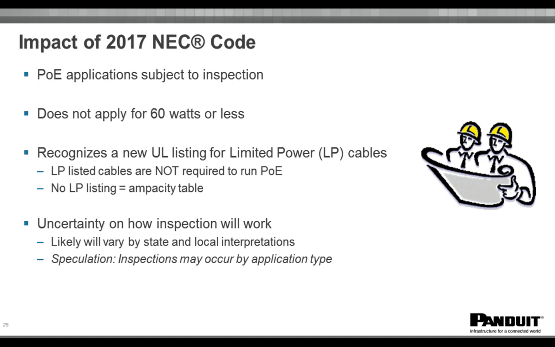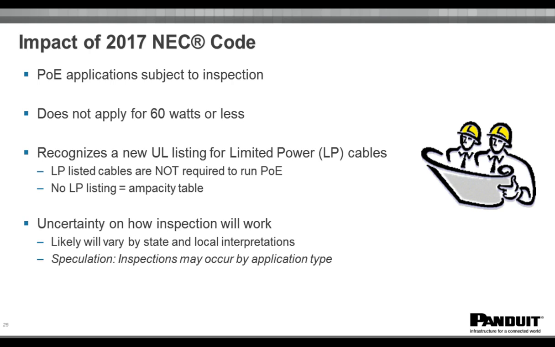So PoE is not inherently dangerous, but up until the 2017 National Electric Code, there were no limitations on it. So the NFPA put some new regulations in the 2017 code. It doesn't apply to anything that operates at 60 watts or less. We think that's going to be the majority of the installations. And what the code means is that PoE applications are going to be subject to inspection. So they're going to look at how much power you're running over your cables and what the bundle sizes can be. So UL has come up with a way to streamline that inspection or basically bypass it.